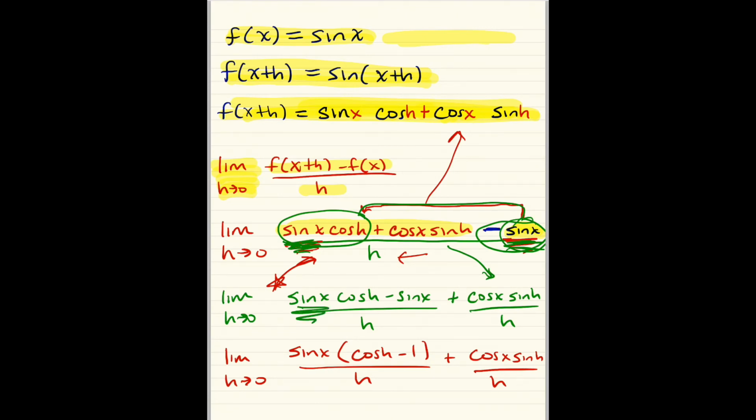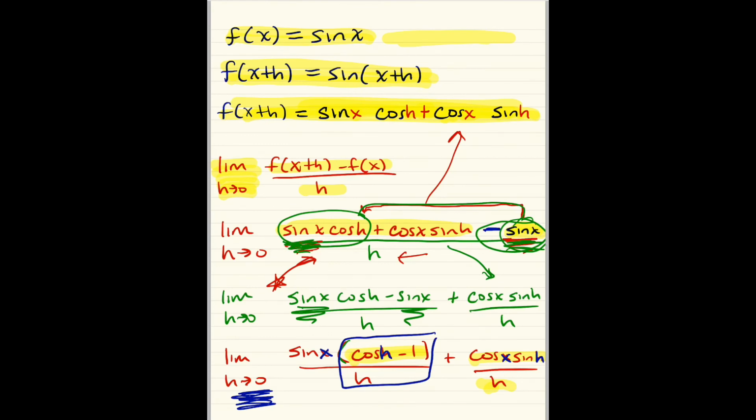I factor out the sine x, and I get sine x times parentheses cosine h minus 1 all over h plus cosine x sine h over h. It's so important to see the variables. Sometimes it's an x, sometimes it's an h. The reason why that's important is because we're about to take the limit as h approaches 0.